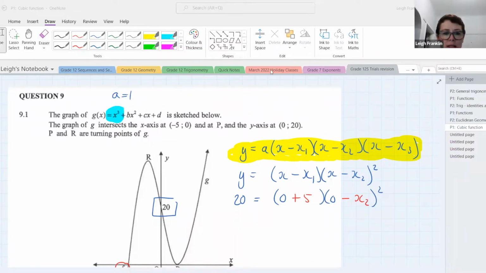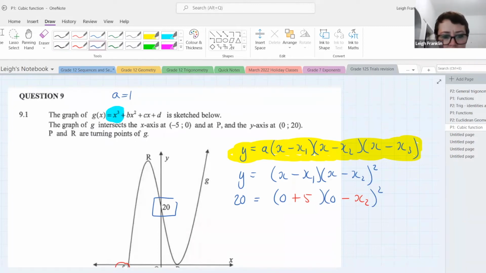Okay, Tyler, does the squared have to be the last two brackets? No, it doesn't. If you want to put 0 minus x squared in the middle, you can do that as well. But what's important is that at that point, you've got equal roots, and that's why it has to be squared.